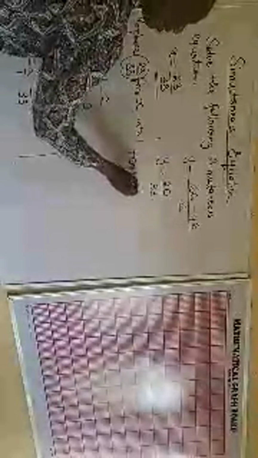Conclusively, we now say, hence, the value of x is 23 over 33, and y is equal to 20 over 33.